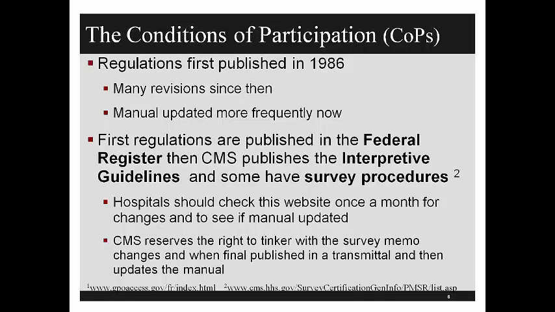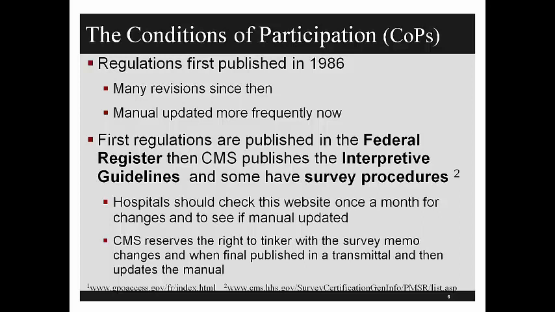And it's actually in what is known, most people refer to it as the COP manual, or the condition of participation. And how things get in there is that step 1, they are published as a regulation in the Federal Register. When they are final, CMS comes along and adds interpretive guidelines, and some of them have a survey procedure. Go do this, go ask this question. And whenever CMS issues a survey memo, they reserve the right to tinker with it, and when they get it into the format that they like it, they will publish it into a transmittal, and that very same day they will update the manual. So what we're doing here is telling you what is current as of today.